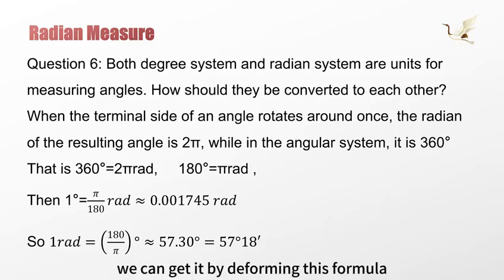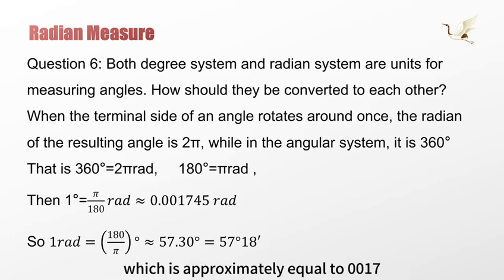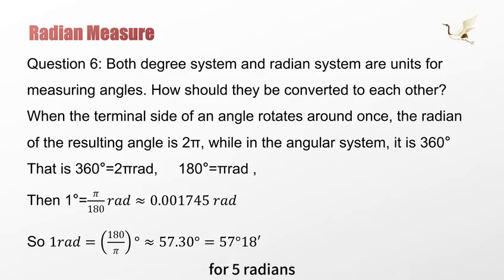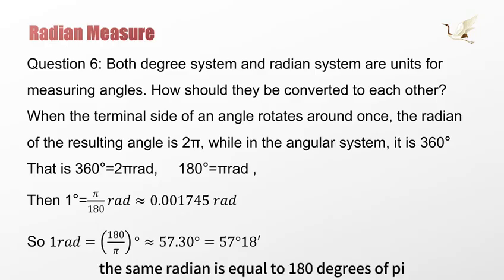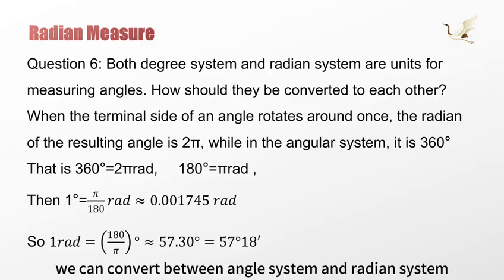We can get more by transforming this formula. 1 degree is equal to pi over 180 radians, which is approximately equal to 0.0175 radians. Similarly, 1 radian is equal to 180 over pi degrees, which is about 57.3 degrees, equal to 57 degrees 18 minutes. On this basis we can convert between the degree system and the radian system.